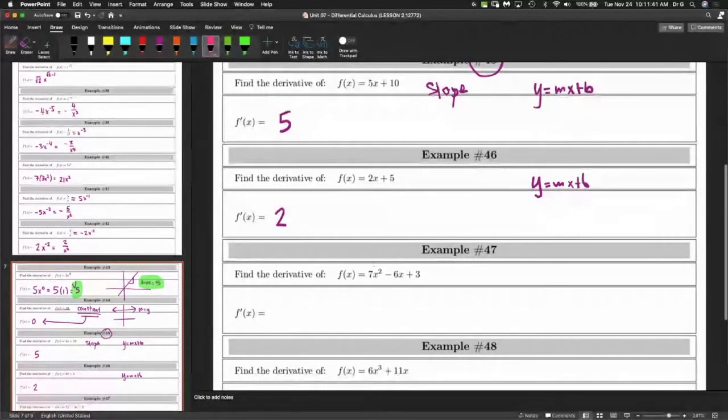So for this example here, there's 3 terms, and what you do is you find the derivative of each term separately, and then just put them together. That is correct. So let's take a look piece by piece and put together the answer. So this one here is 7x squared. You bring the 2 down, and 2 times 7 is 14.